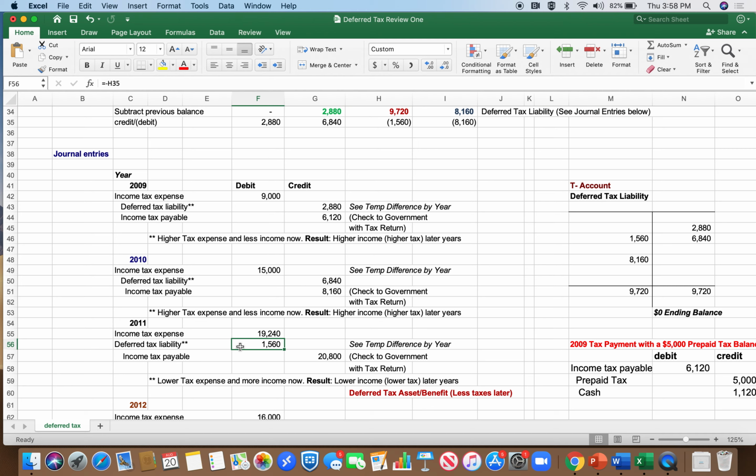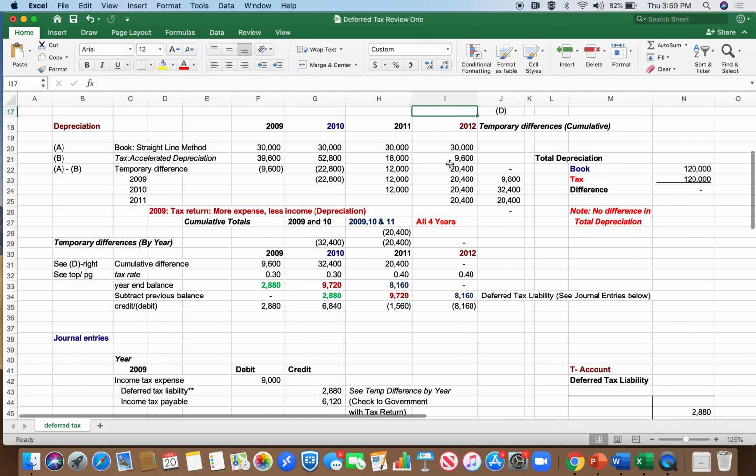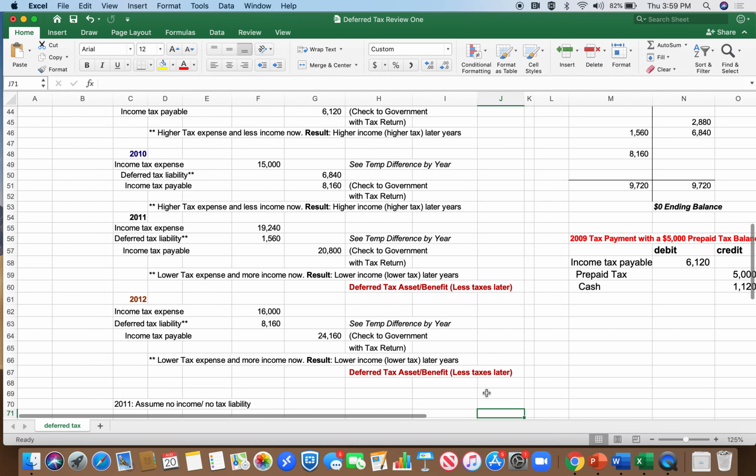Now, remember that for the deferred tax asset, it depends how much more depreciation is left, and that's the issue with the last year that I'm going to explain. Last year, okay? Difference is 20,400. We multiply it by 30%. We subtract off the 8,160. I've got an error in the formula, but I'm going to slide down and tell you what it is. There's the 8,160. It's a deferred tax asset.